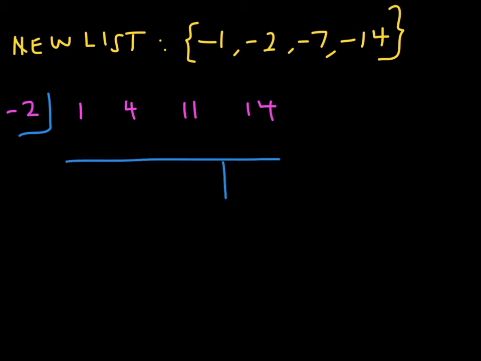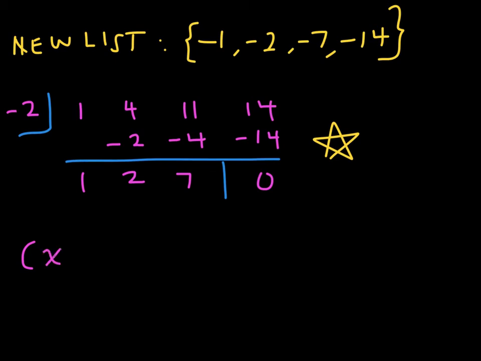All right, so you can pause the video here and try this on your own. I hope you got it to work as I did. So -2 is a 0. If -2 is a 0, that means x plus 2 is a factor by the factor theorem. All right, everybody. So -2 is a 0 and x plus 2 is a factor.